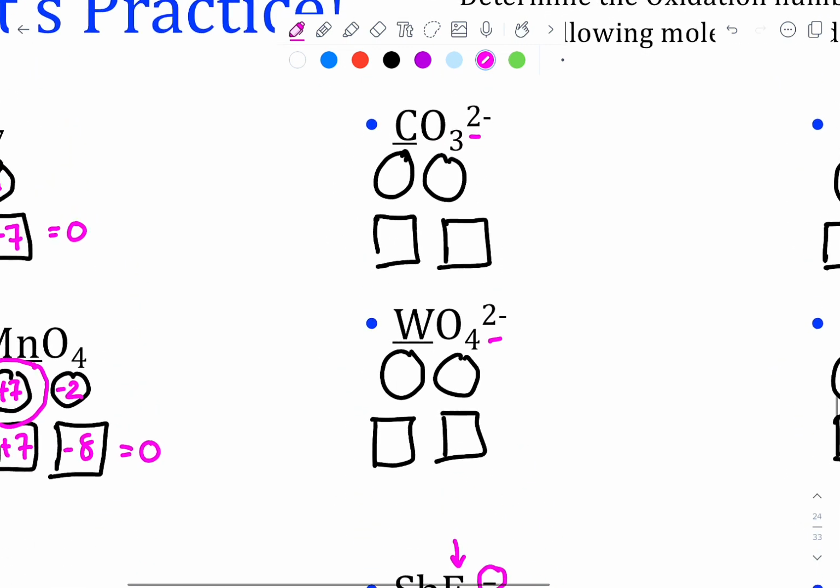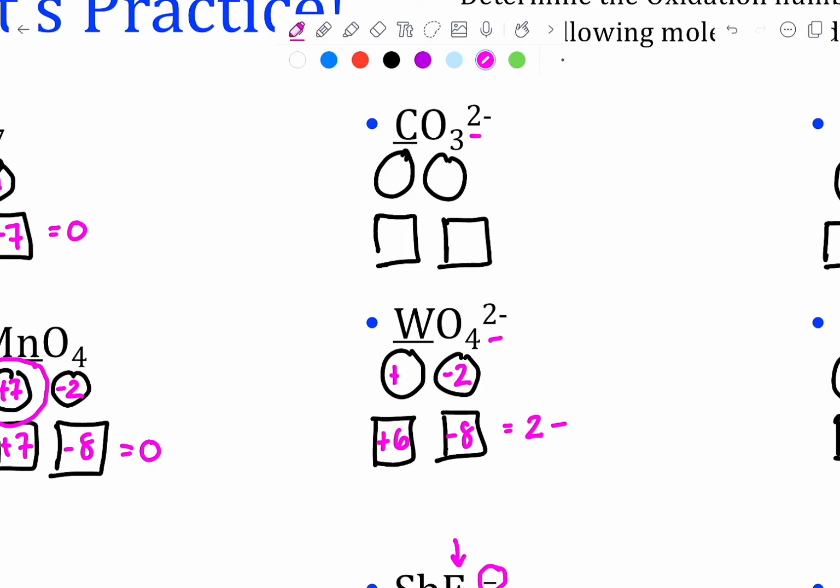Okay, tungsten and oxygen. Well, we know oxygen, -2. There's 4 of them, so -8 total. It has a charge of 2-, so we have to equal 2-. So tungsten must have a contribution of +6, and since there's only one, that is its oxidation number.